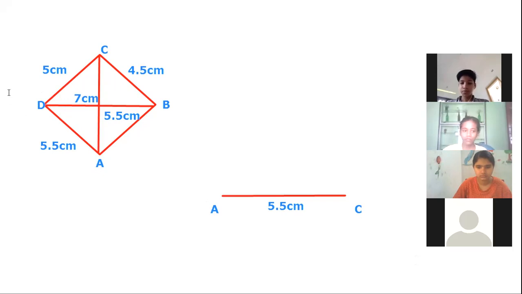For finding the vertex D, what is the length of AD? The length of AD is 5.5 centimeter. So you have to take 5.5 centimeter in your compass. All of you, please take your compass.